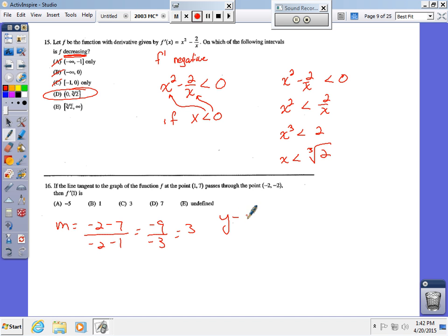So let's see, y minus 7 equals the slope, which is 3, times x minus 1. And we want to plug in f of 1 for that tangent line equation. So y minus 7 equals 3 times 1 minus 1. So that's going to give me a 0. Move the 7 over, y equals 7. D.